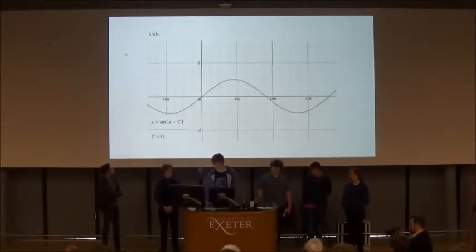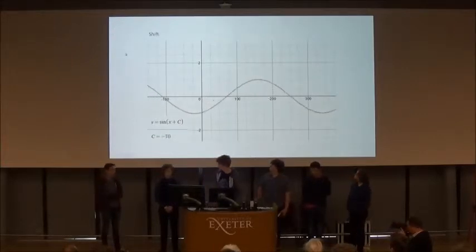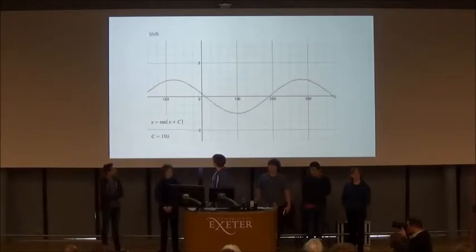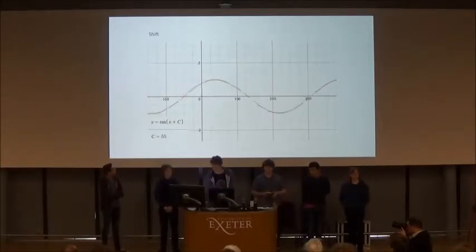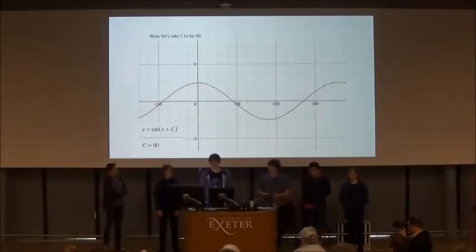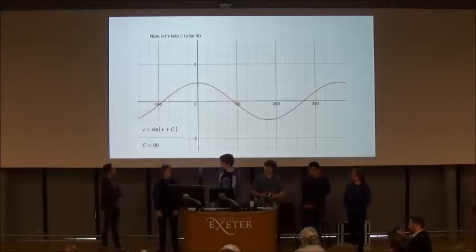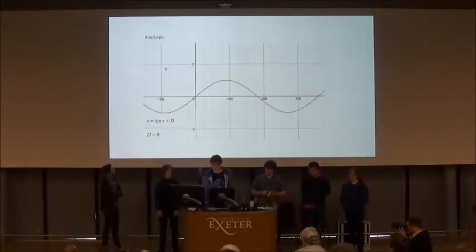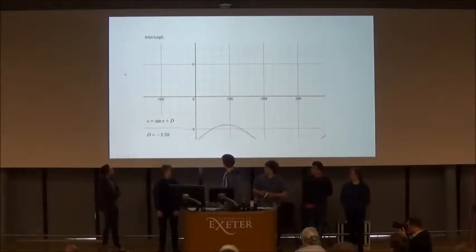And here we're changing the shift. So this moves the wave right and left. As the value of c changes, its position will change. There's also a very particular case in this, where c is 90. Some of you may recognize this graph. This is actually a cosine graph. And then we can finally change the intercept, which is the height from the x-axis.